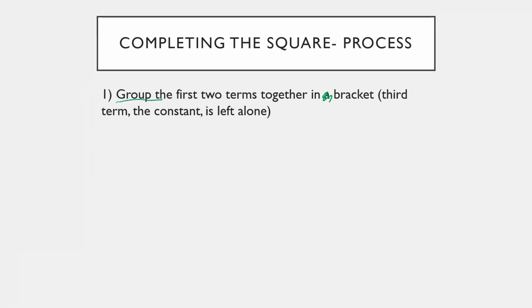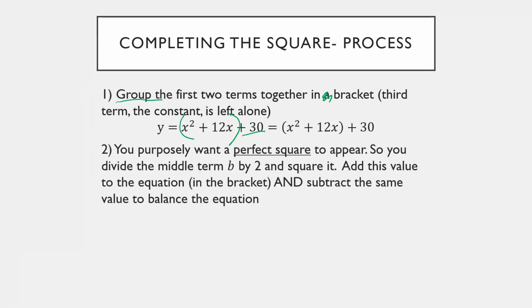And again, completing the square, just like factoring, there are different ways to complete the square, okay? There is technically a slightly different way to do this, but I'm going to show you what I think is the easier way. So what we're going to do is group the first two terms together. That means, as an example, and I'm going to give an example so you can actually see it concretely, we're simply going to put brackets around just the first two terms there. And the third term is just going to be left on its own, okay? Pretty simple. Then you're going to look at the first two terms there, and you purposely want to create a perfect square.